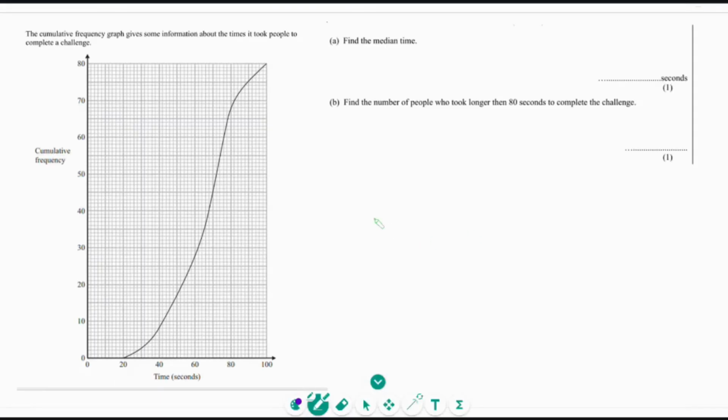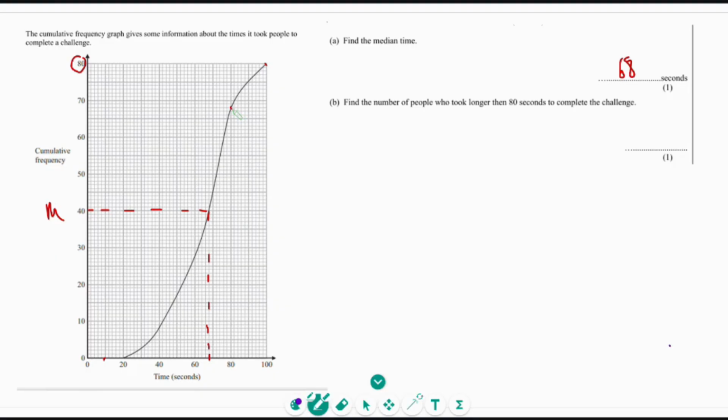Okay, let's have a look at some exam questions now. Put me on pause and unpause when you're done. So we've got a cumulative frequency graph, which gives information about the times it took people to complete a challenge. Find the median time. Got 80 people, middle person's at 40. How long did it take them though? So each box here is 2, so 68 seconds.